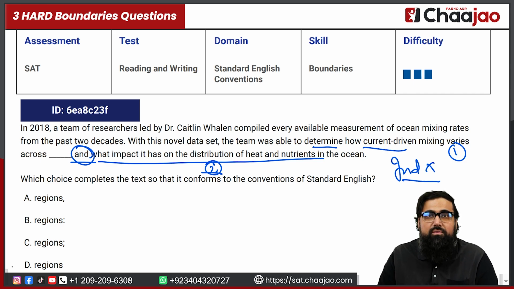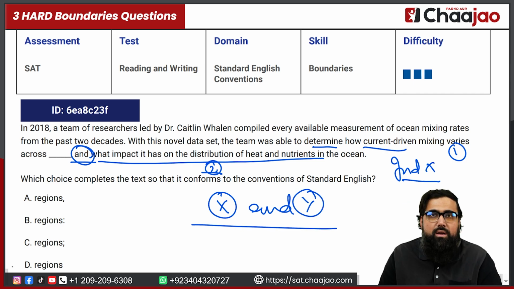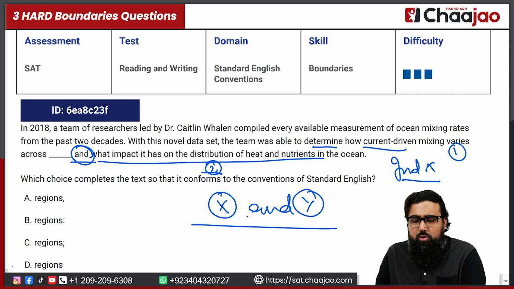Now if you have these two parts as x and y in the form of a list, we have to understand that if you have a list that has two elements, you will never use a comma in that list.